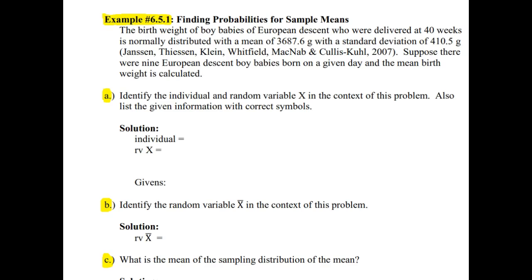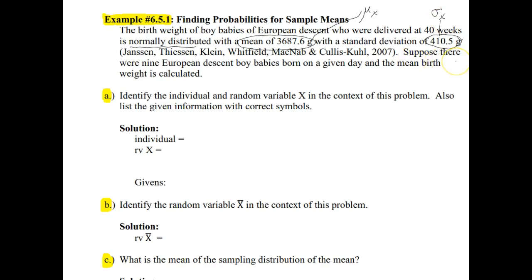So the birth weight of boy babies of European descent who were delivered at 40 weeks is normally distributed with a mean of 3,687.6 grams. So again, this is for a distribution, so that's mu sub x, and a standard deviation of 410.5 grams. Again, this is for a probability distribution, so we're going to use the parameter sigma sub x for that.